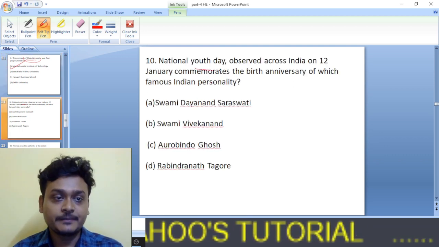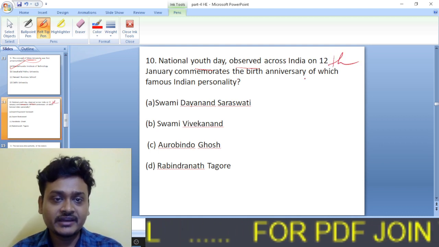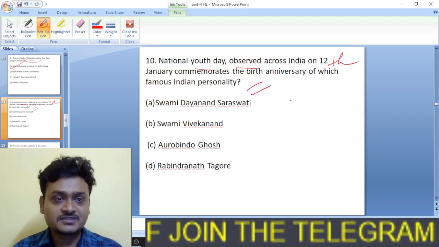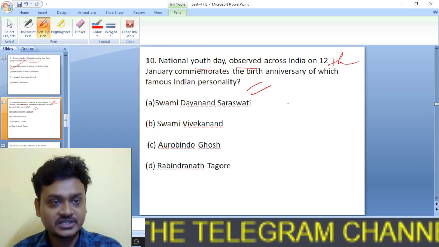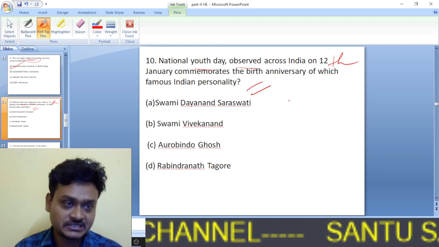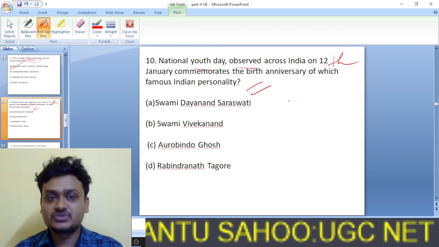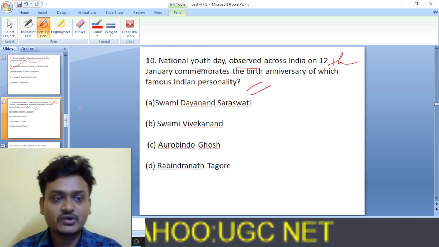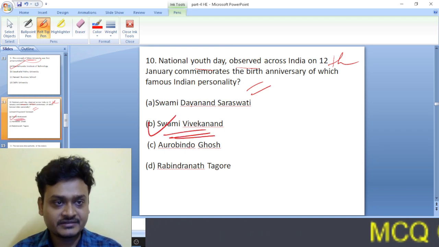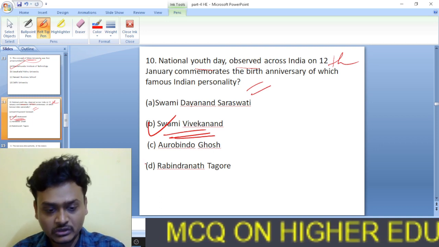The National Youth Day, observed across India on 12th January, commemorates the birth anniversary of which famous Indian personality? Swami Dayananda Saraswati, Swami Vivekananda, Aurobindo Ghosh, Rabindranath Tagore. So here, the right option is Swami Vivekananda. And on his birth anniversary, that is on 12th January, National Youth Day is celebrated all over India.